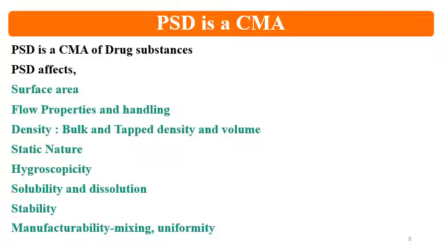It affects the hygroscopicity. Fine particle size API will tend to absorb more moisture compared to the coarser. Fine particle size API will have bad flow properties. Solubility and dissolution are affected by the PSD. Also, stability is impacted by the particle size distribution. Finer particle size APIs are more reactive and there are higher chances of impurity formation compared to coarser API.